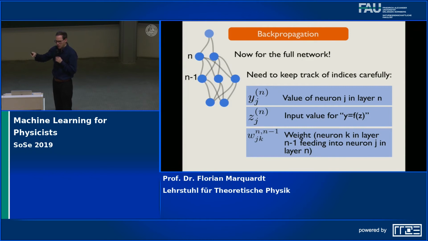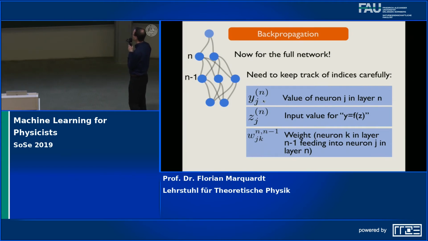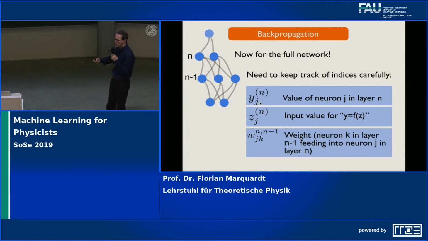The network is composed out of layers, so I need one index that counts which layer I'm in. And within each layer, I still need another index that tells me which neuron I'm at. So the upper index in brackets will be the layer index. The lower index will be the number of the neuron inside the layer. And so the y's are always the values of the neurons, but remember they are calculated by taking a nonlinear function of another value which we called z. So the z's are always these linear superpositions that we talked about. So z is the input value for taking y equals f of z. Otherwise, it has the same way of treating the indices.